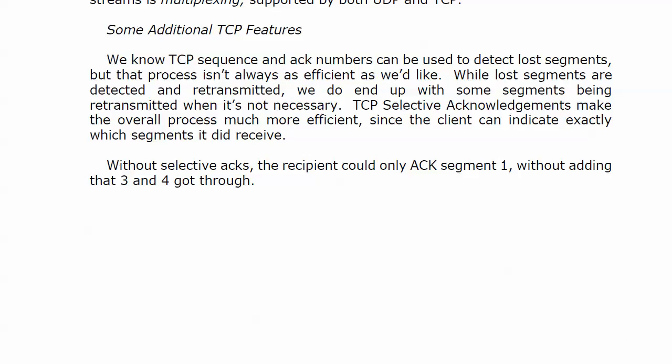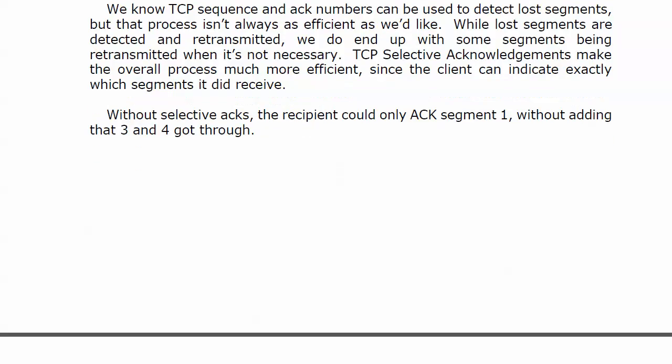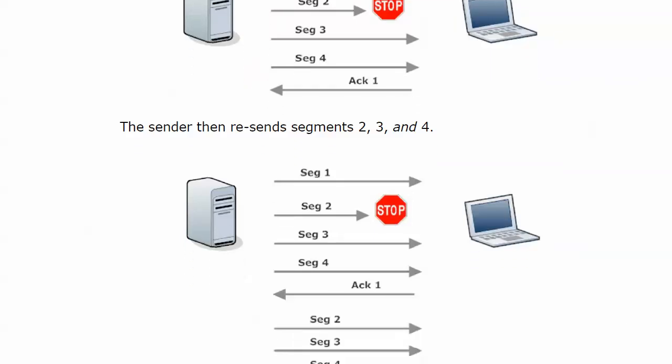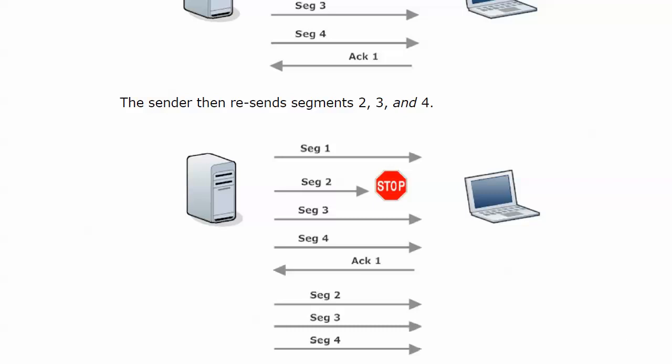Without selective ACKs, we end up with something like this. Let me bring the diagram up. We all go through something like this when we're first learning networking. We see that four segments are going from one device to another, and for some reason segment 2 doesn't go through. So our laptop friend there, or whoever the client happens to be, would send an acknowledgement back saying, hey, I'm acknowledging 1. And then the sender would end up resending what? It would end up resending 2, 3, and 4.